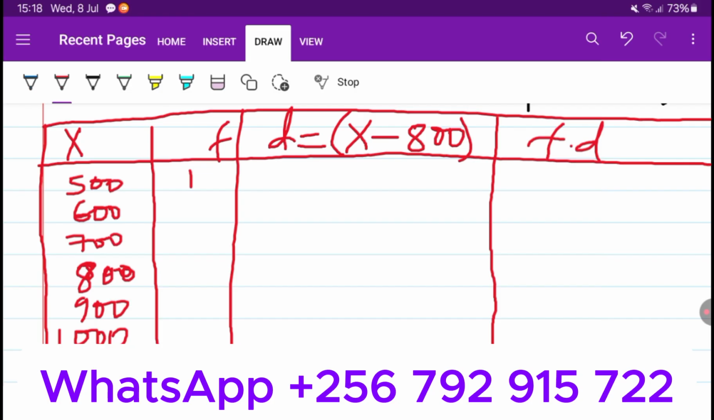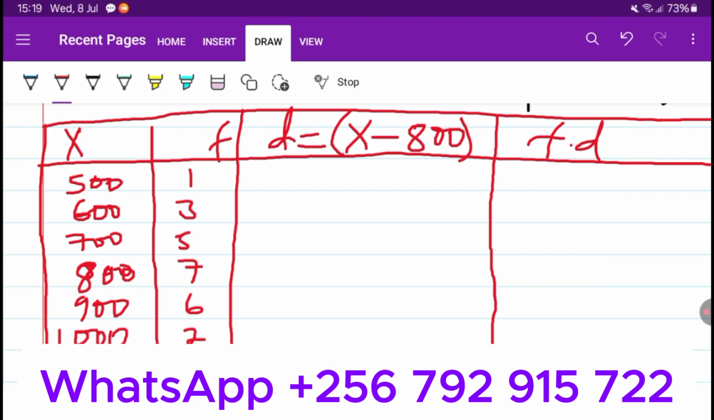But even if you pick a figure that is outside, it is okay. 3, this is 5, 7, 6, 2, and 1. That's the frequency. Of course, now you get the summation f. That's the total frequency. But let's first compute these values.